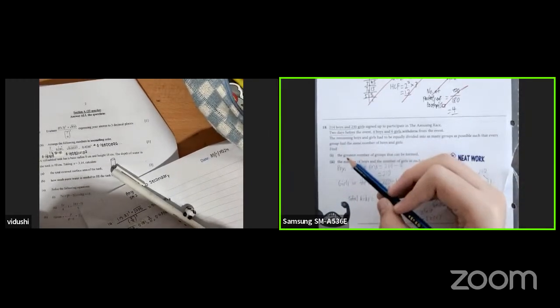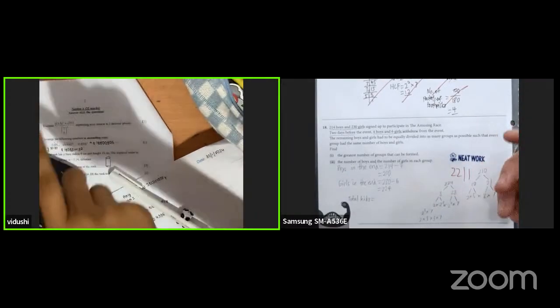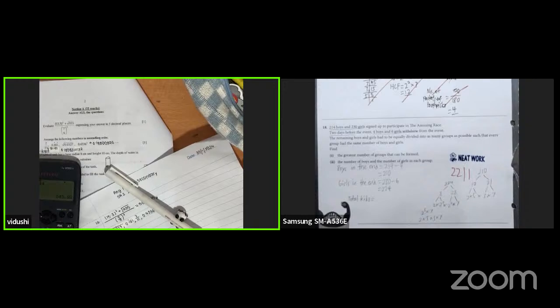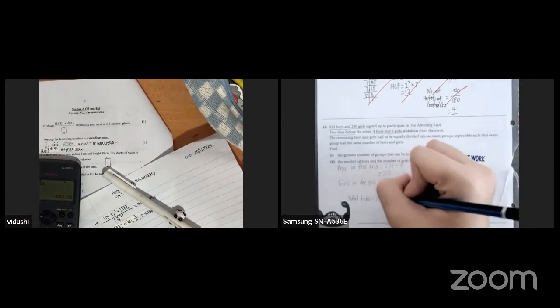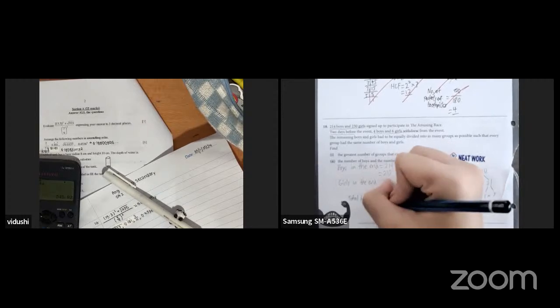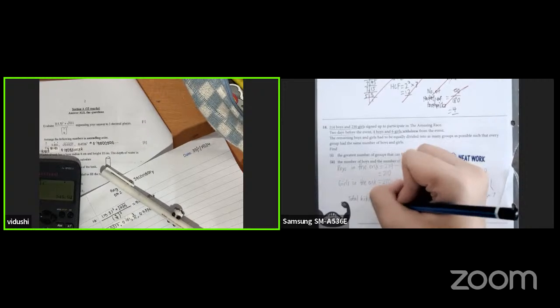Because this is the greatest number of groups. I tried finding the highest common factor. The answer is 545.92. Give it a try, I'm not sure, but give it a try. Yes, Vidushi, sorry. Show me your answer working. The answer is 545.92. I need to see your working.